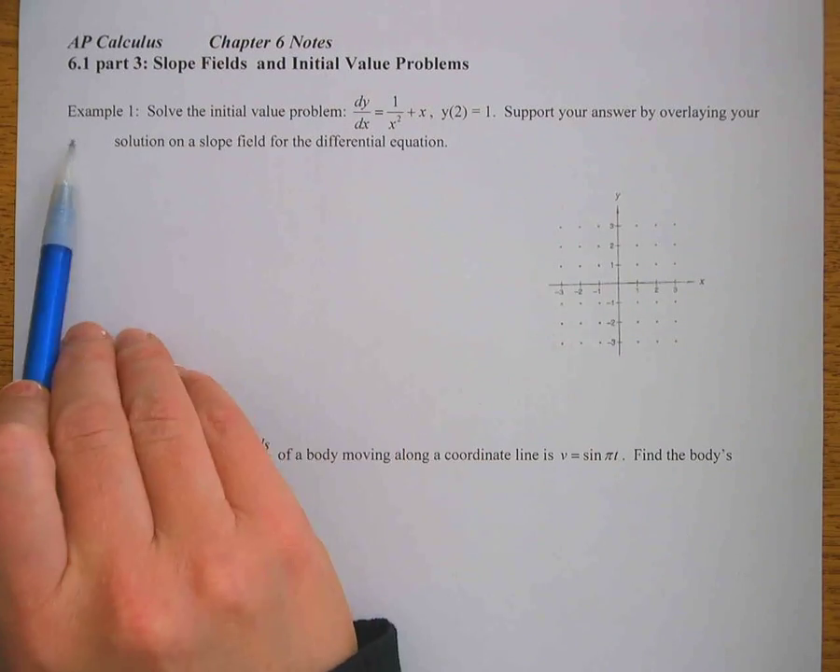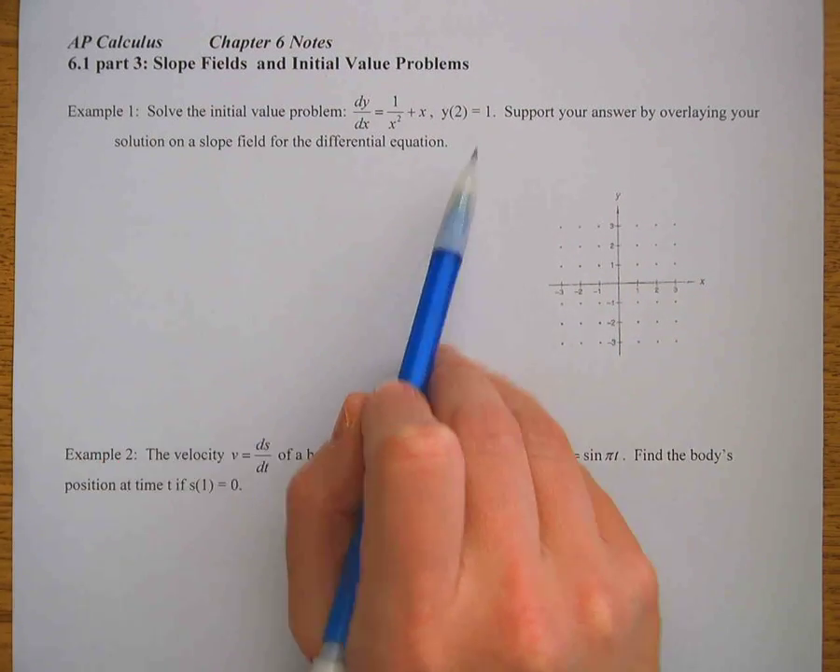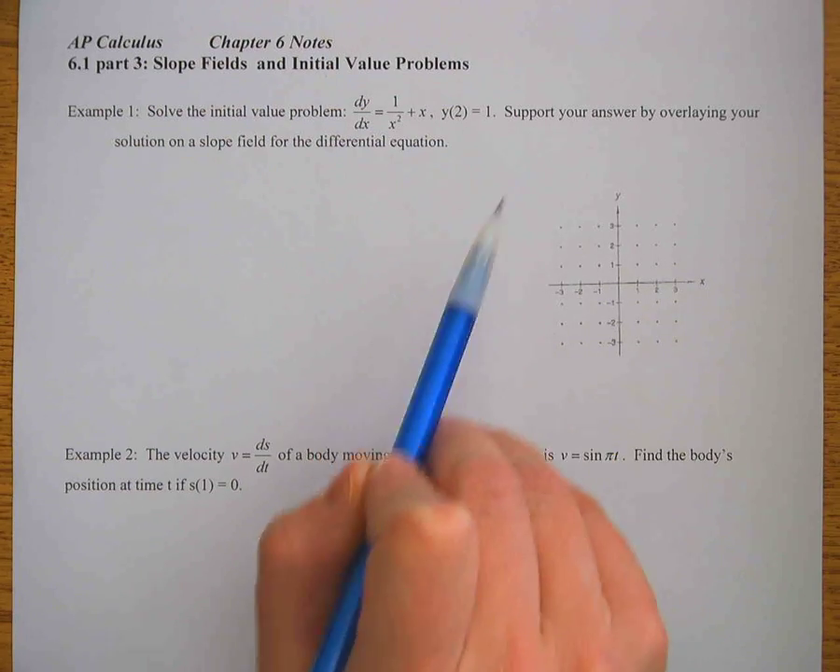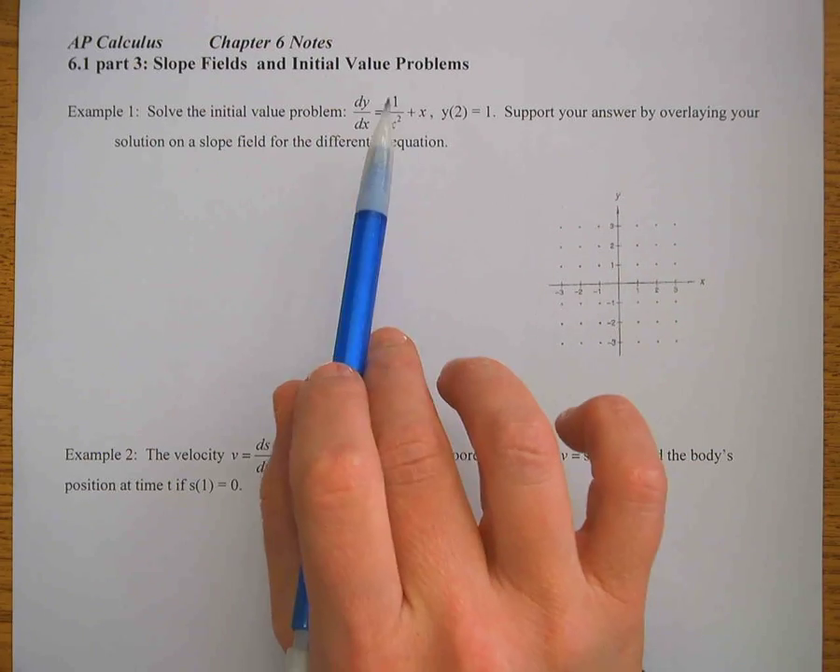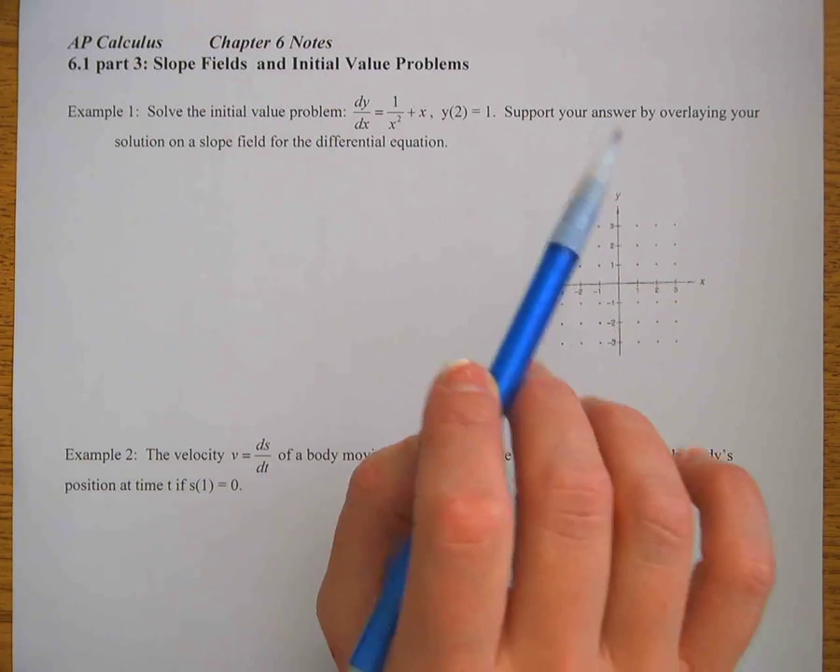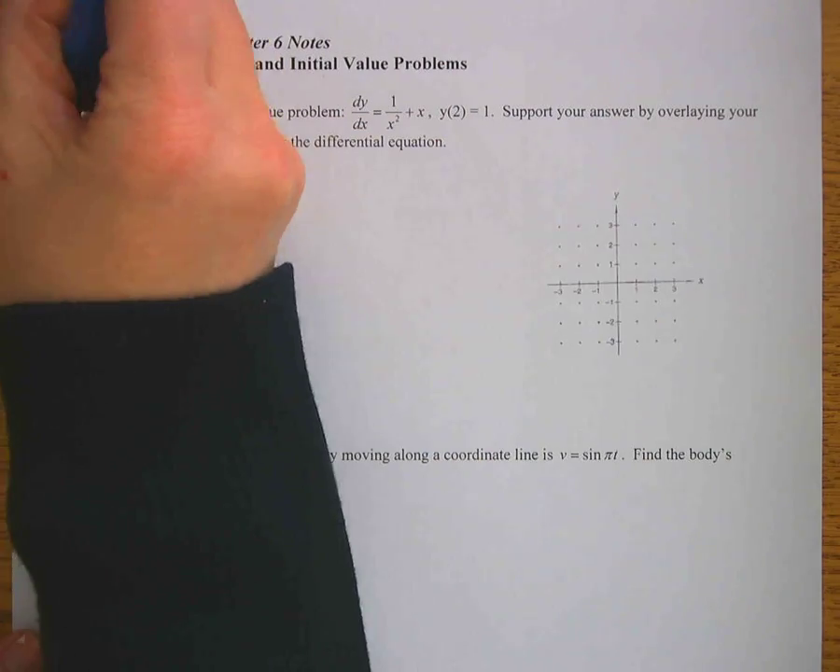So here it's asking us to solve the initial value problem, which we know has the 5 steps. And then it wants us to support our answer by overlaying the solution on a slope field. So we're going to make a slope field, solve the differential equation, and then graph our solution onto here. So maybe I'll just start with the slope field, and maybe I'll do that over here.